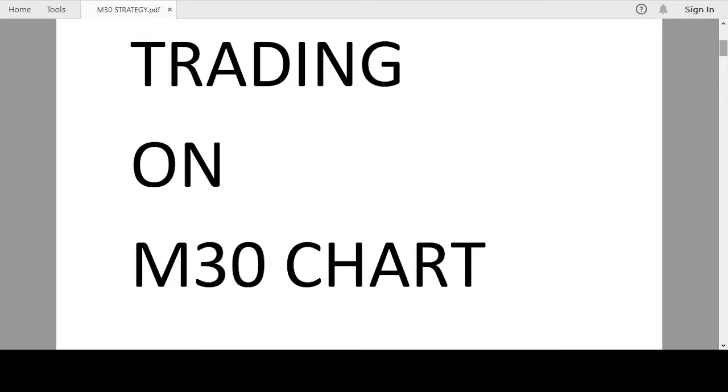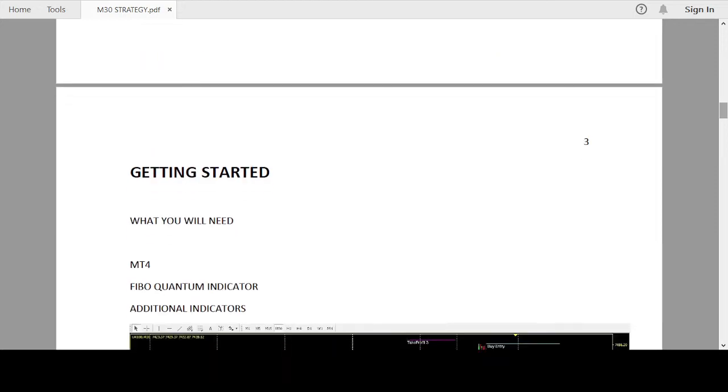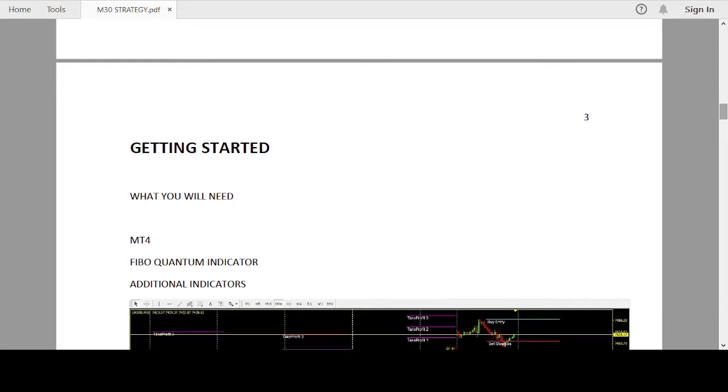So basically, this trading indicator or strategy works on Forex pairs, and it also works on the indices, things like US 30, UK 100, and also NAS 100 and more. Okay, so let's jump into this, guys. What are you going to need when you're trading with this strategy? How are you going to trade on the 30-minute chart? You need MetaTrader 4, the Fibble Quantum indicator, and the modification indicators as well, the additional indicators.